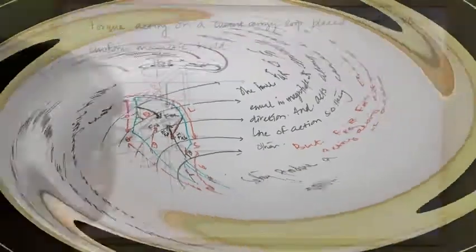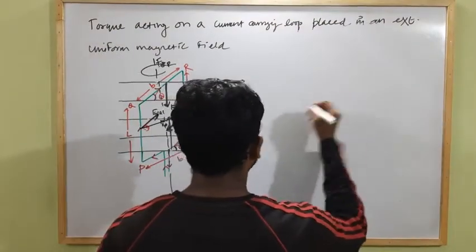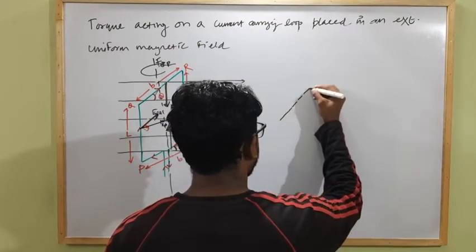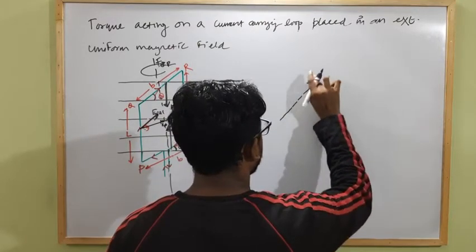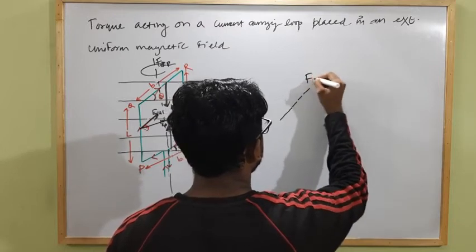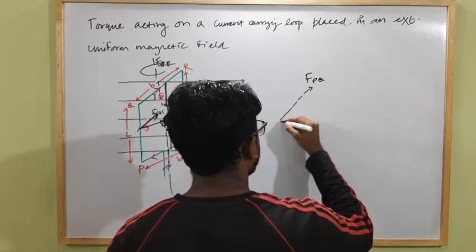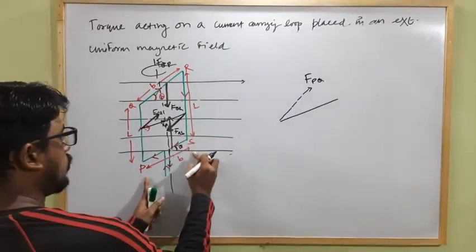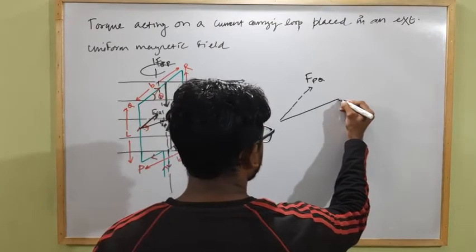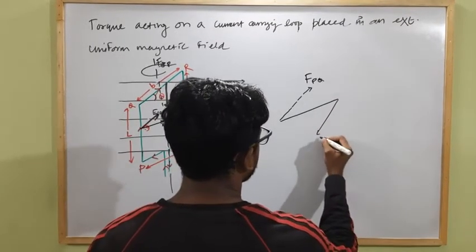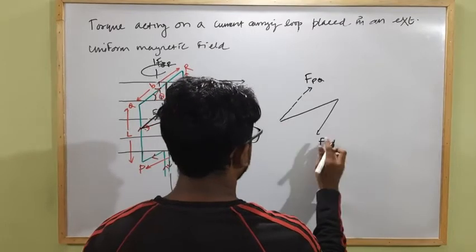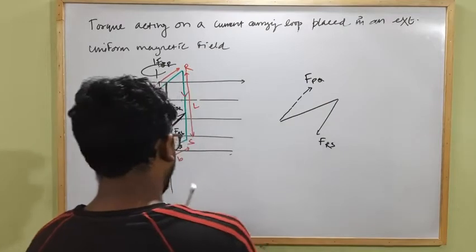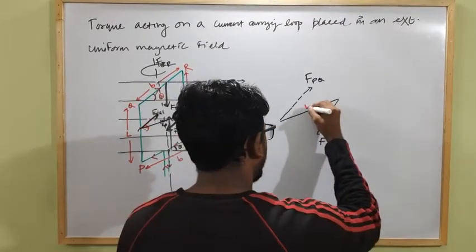Okay, so I am showing here the force on PQ acting like this into the plane, and this is the width of the loop, b, and the next force, RS, is acting out of the plane like this. Clear? And this length, the width of the loop, is b.